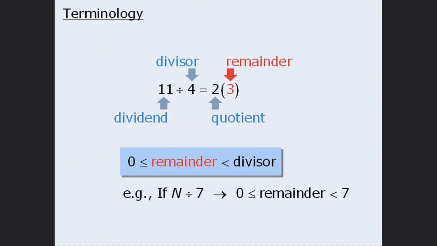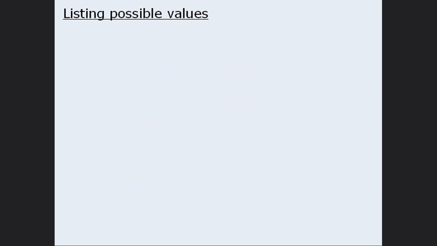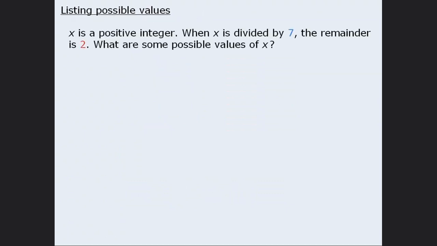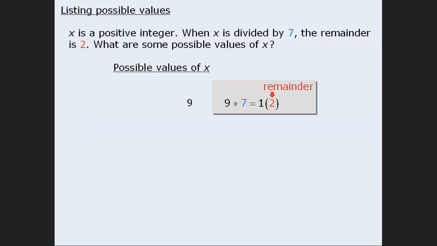Now, to solve questions involving remainders, we'll need some specific skills. The first skill is listing possible values. So let's say we're given some information about x. We're told that when x is divided by 7, the remainder is 2. So what are some possible values of x? Well, we're looking for numbers such that when we divide them by 7, the remainder is 2. So one possible value is 9. 9 divided by 7 equals 1 with remainder 2.